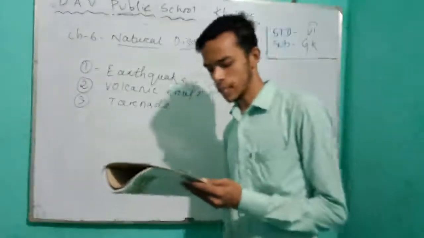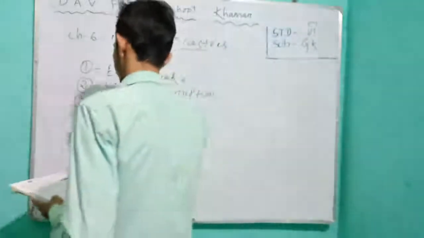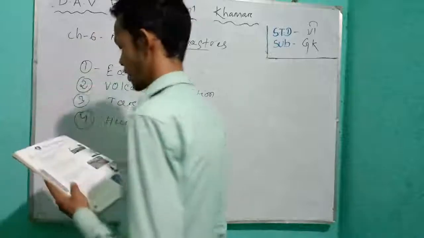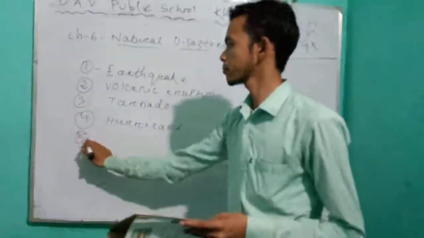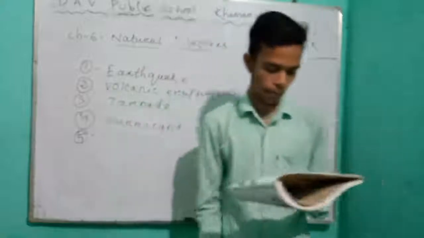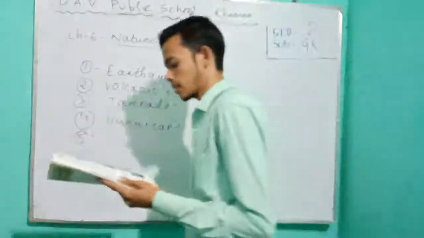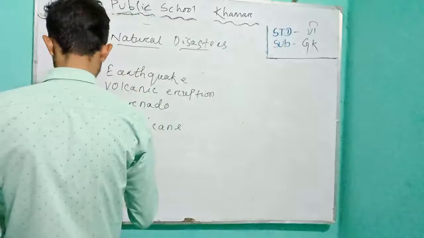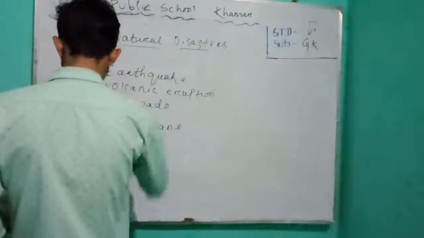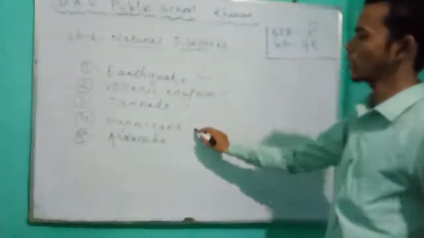So number four: a tropical storm which generates heavy rain and high-speed wind, characterized by a low pressure center and thunderstorms. It is a hurricane. Number five: a rapid flow of snow down a slope, typically triggered in the starting zone by a mechanical failure in the snowpack where the force on the snow exceeds its strength. That is an avalanche. Earthquake, volcanic eruption, tornado, hurricane, avalanche.